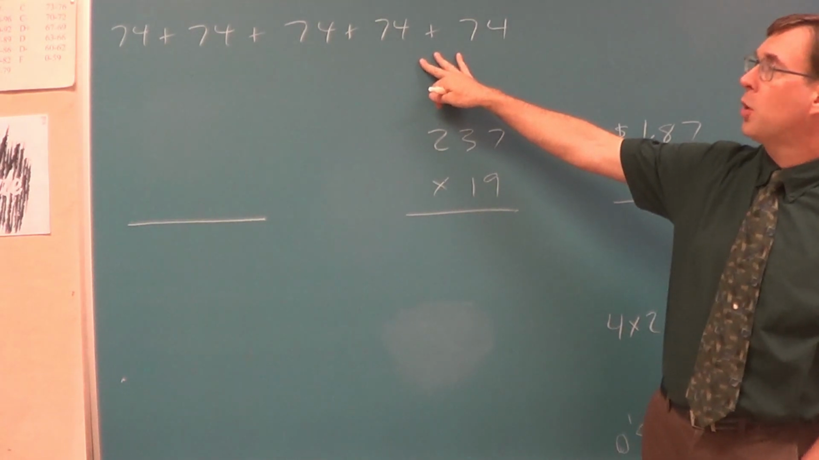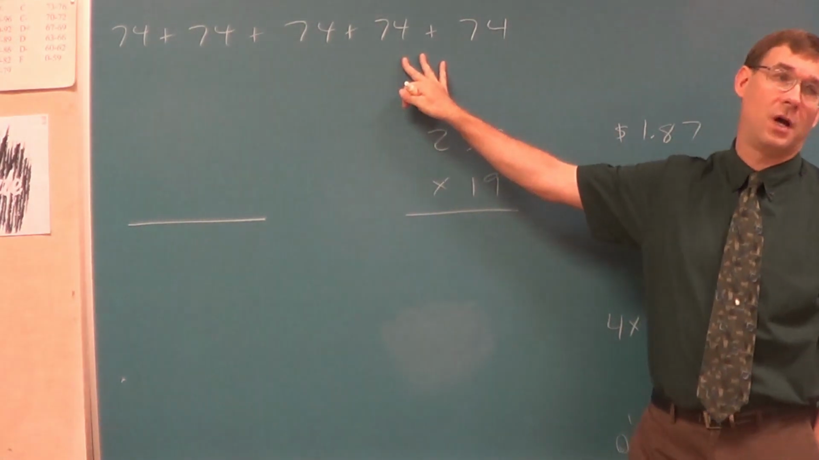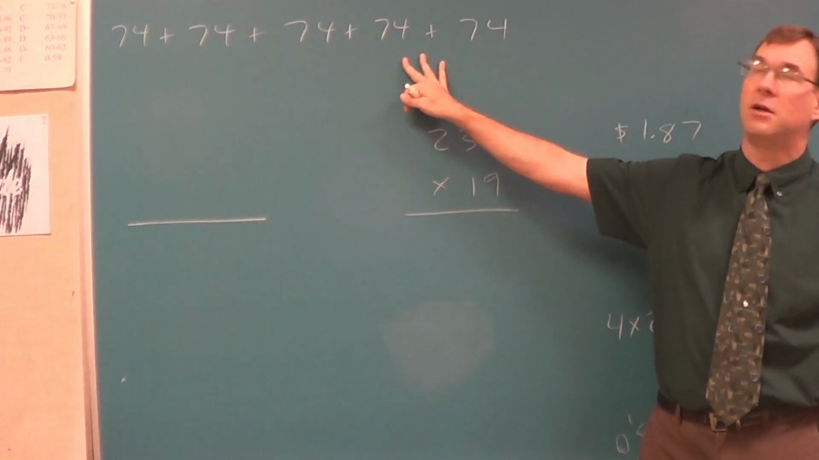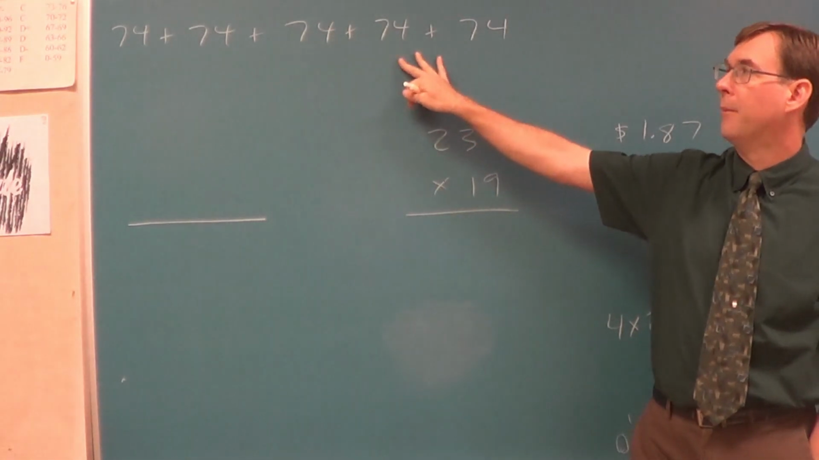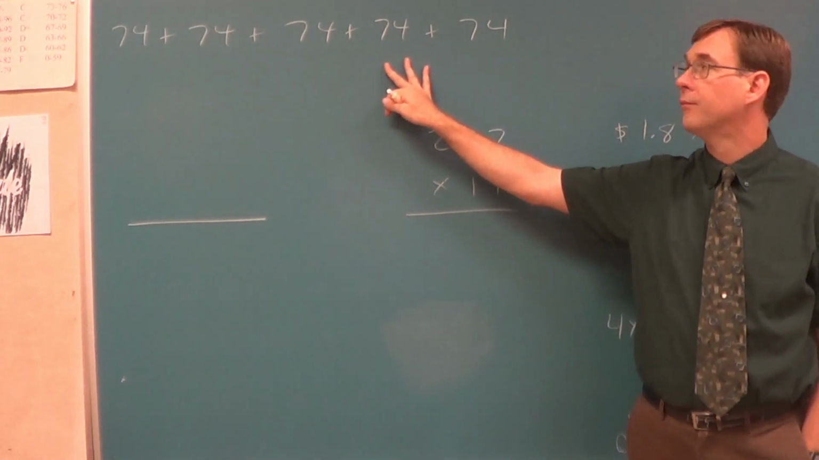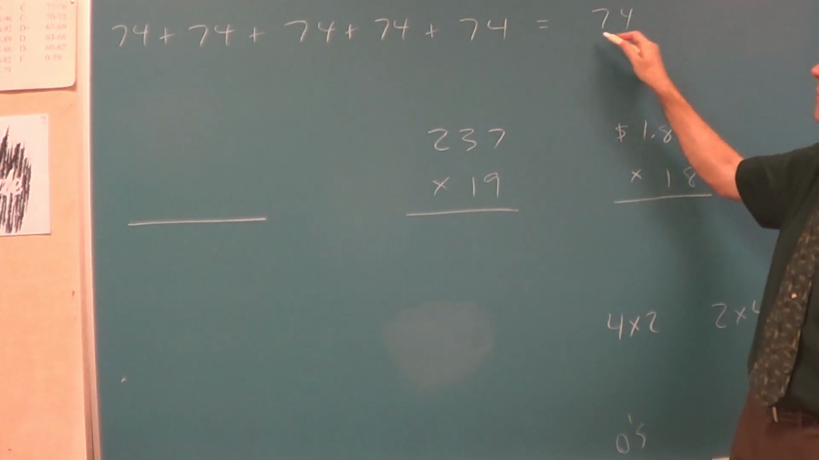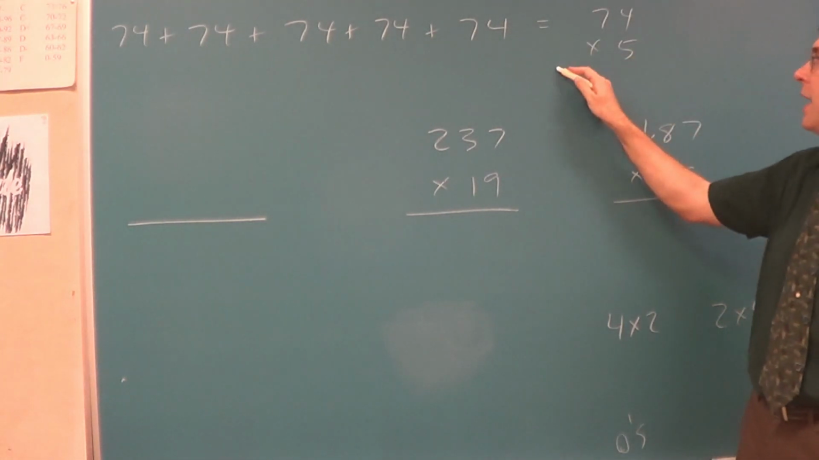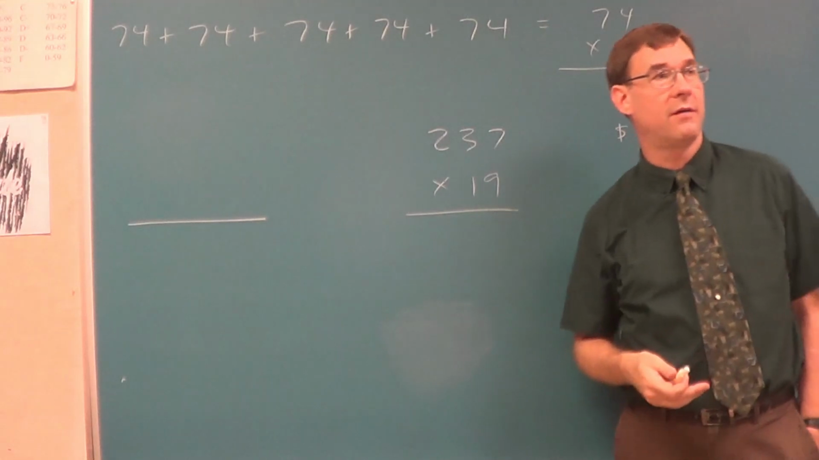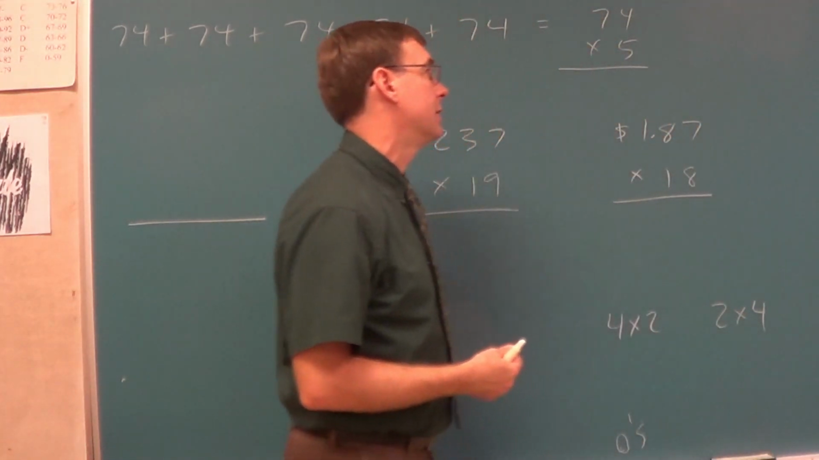So this problem, you could do this by putting a stack of 74s all on top of each other and adding them, but that's not why this is on the board. What would be a better way to do this? You would multiply 74 by 5. It would be a lot easier to multiply 74 by 5. That's why multiplication got invented. Multiplication got invented as a shortcut to add if you're adding the same number lots and lots of times.